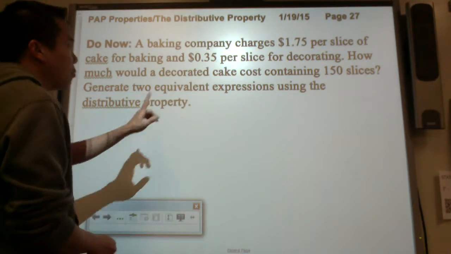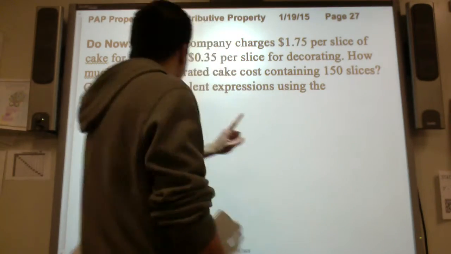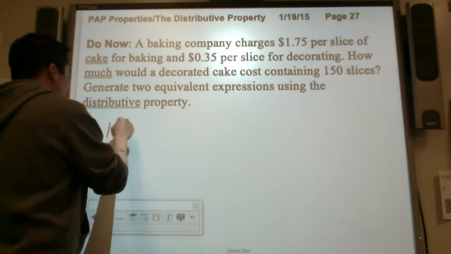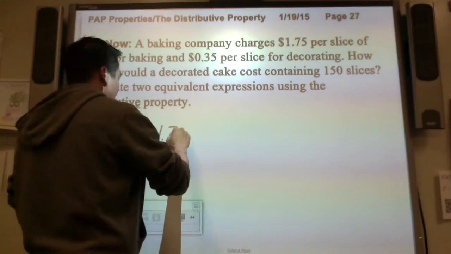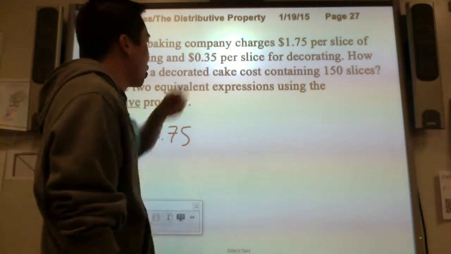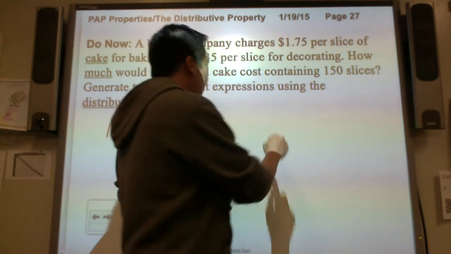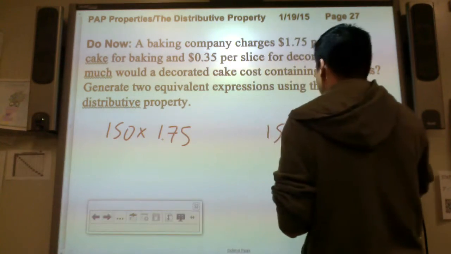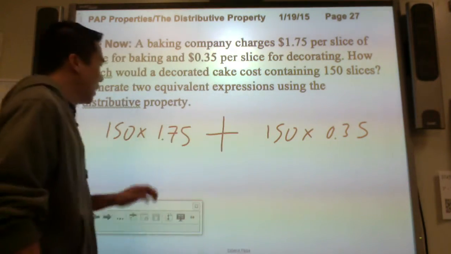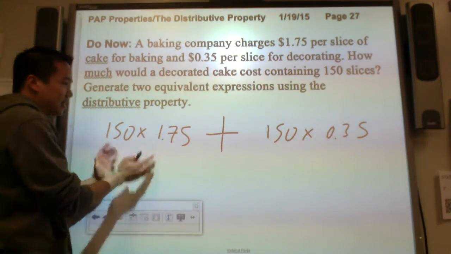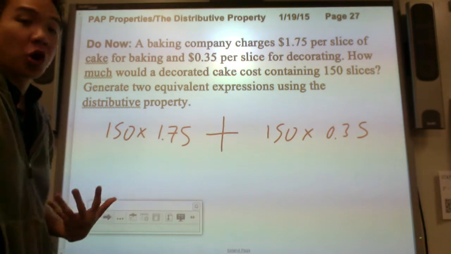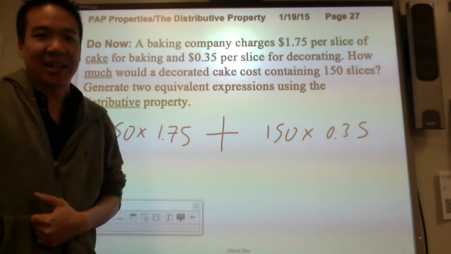So we know if you buy 150 slices, it will cost $1.75 per slice. So 150 times $1.75. And if you buy 150 slices and it costs 35 cents per slice for decorating, 150 times 35 cents. You figure out what each is, and then you add, because they want you to find the total cost. This is one way you could set it up.